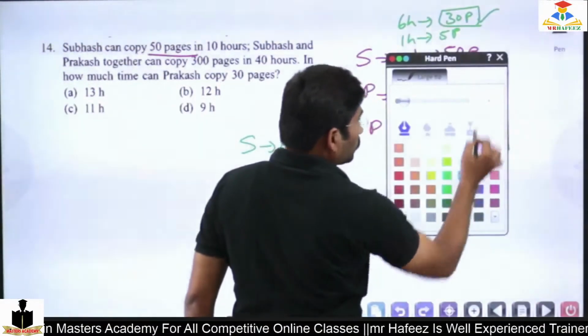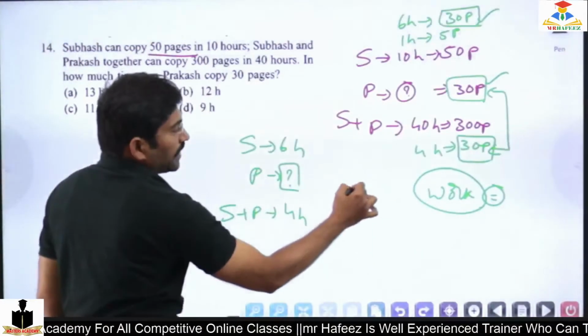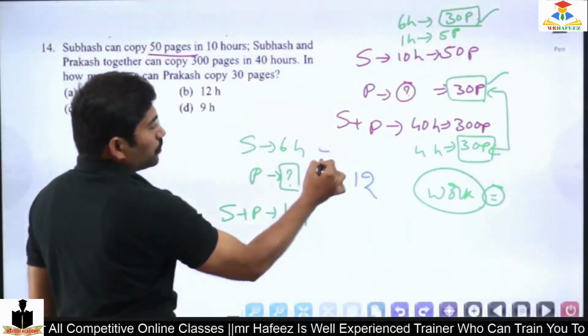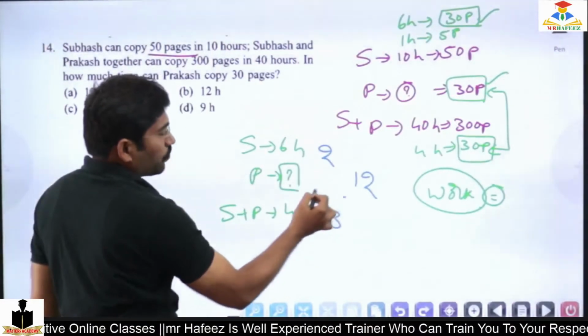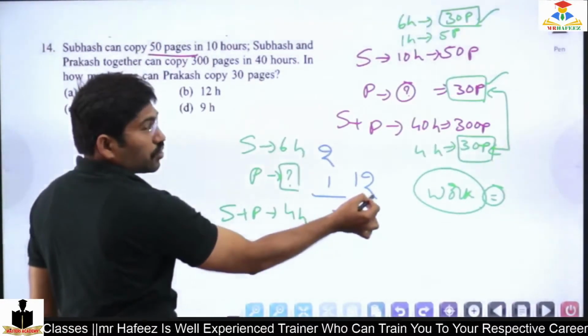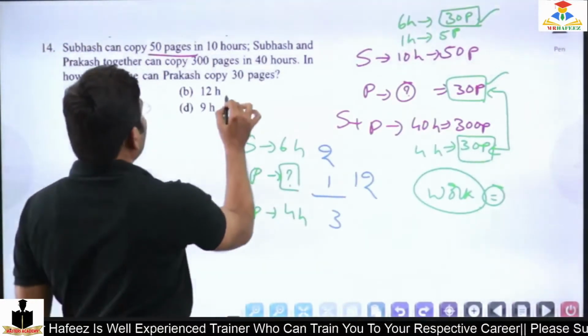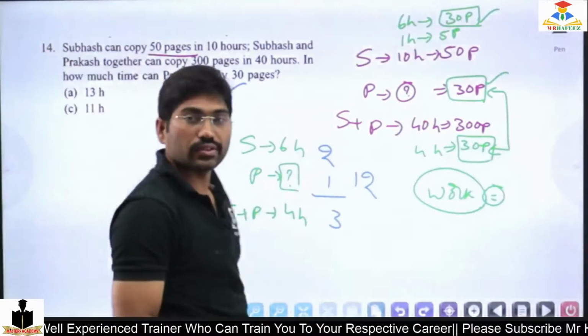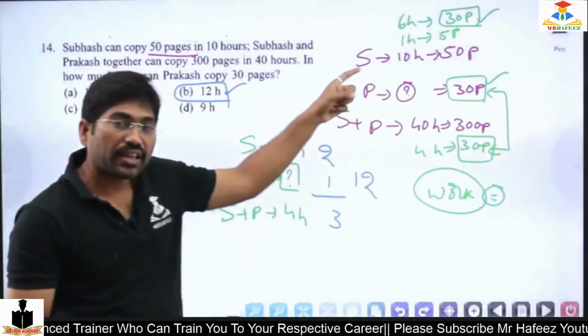So now 6 and 4, LCM is 12. 6 2 times, 4 3 times. What should I add? 1. So 12 by 1, answer is 12 hours. Why am I equating?